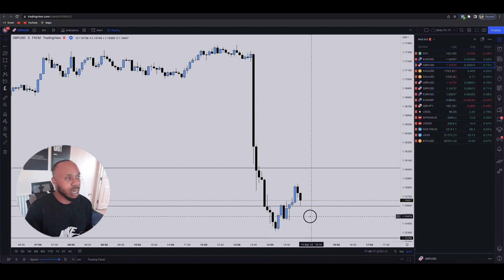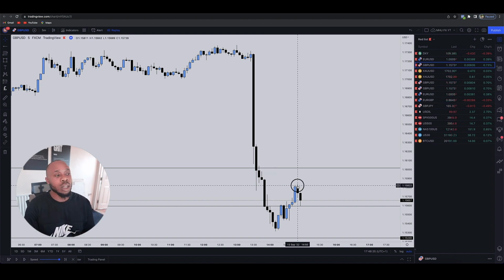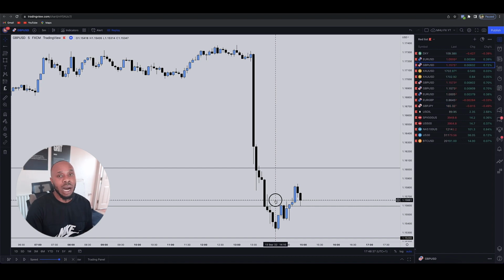And so I'm bearing that in mind. At the same time, I'm also bearing in mind that we've burst through that daily imbalance. And so literally that thing holds no weight. So I know now that price wants to mitigate that 4-hour down close candle. And now it's time for me to build a case to enter.